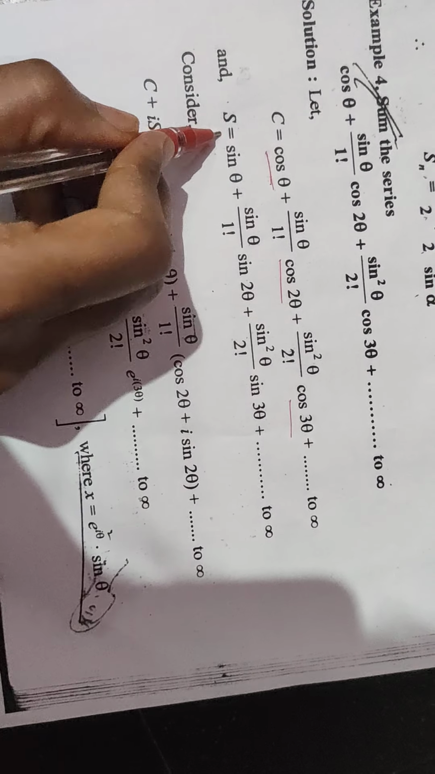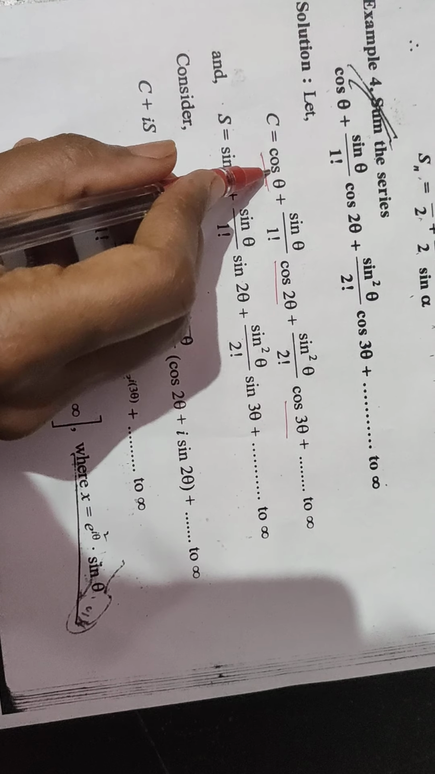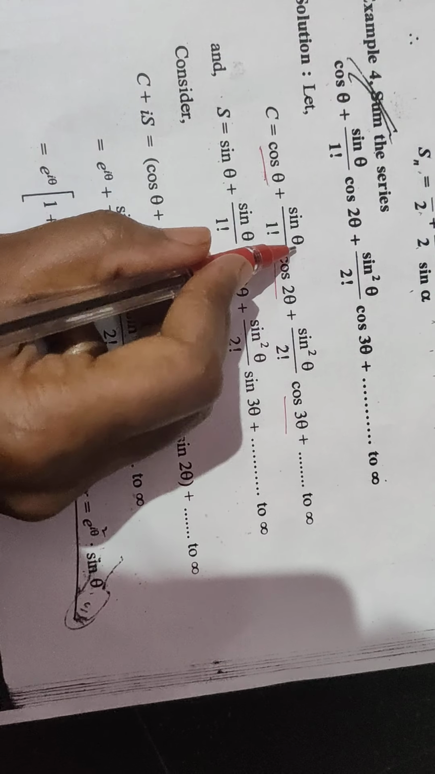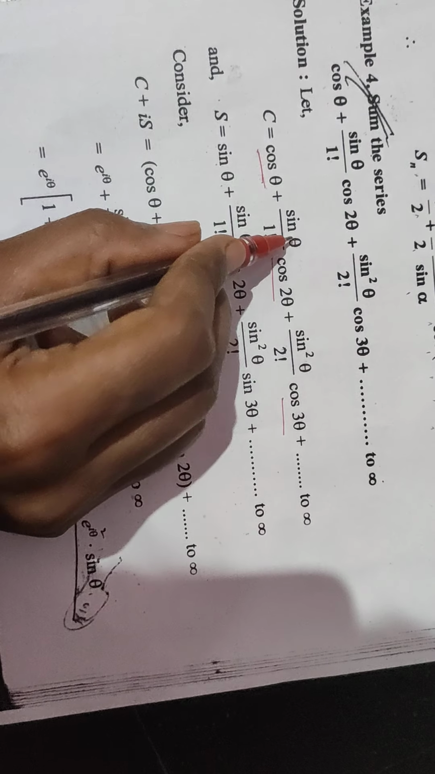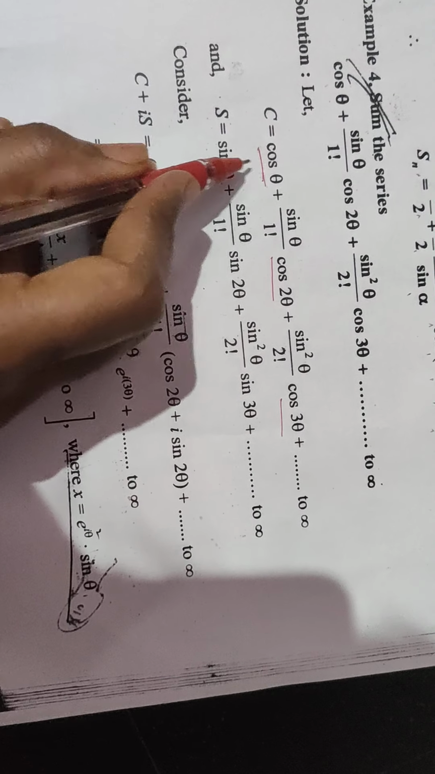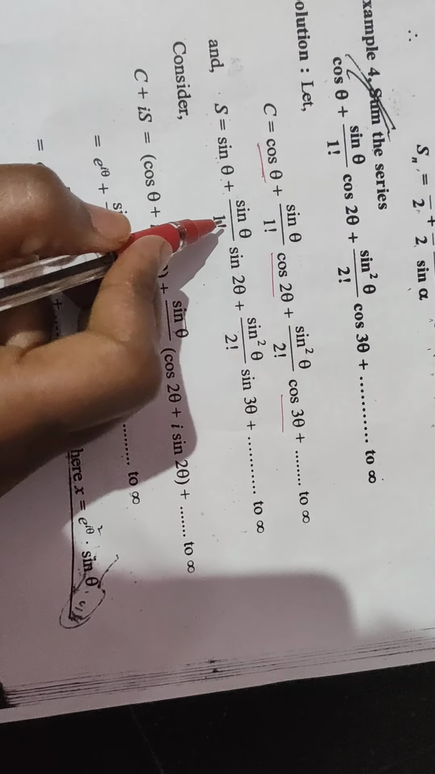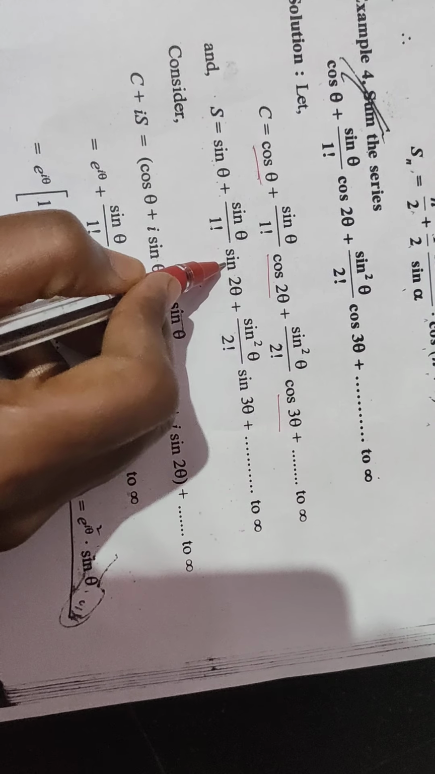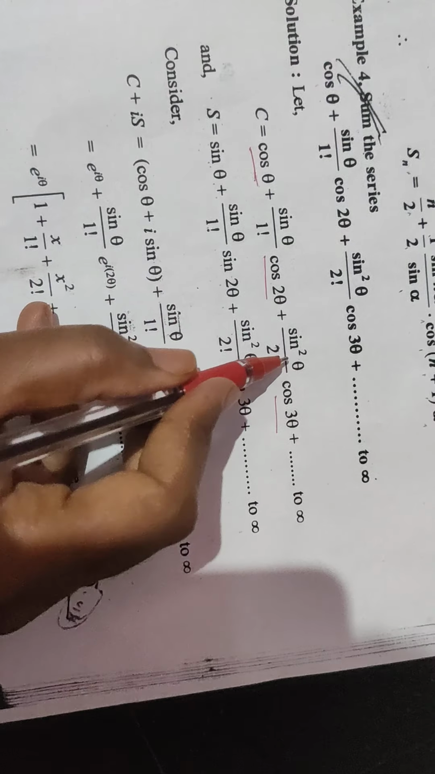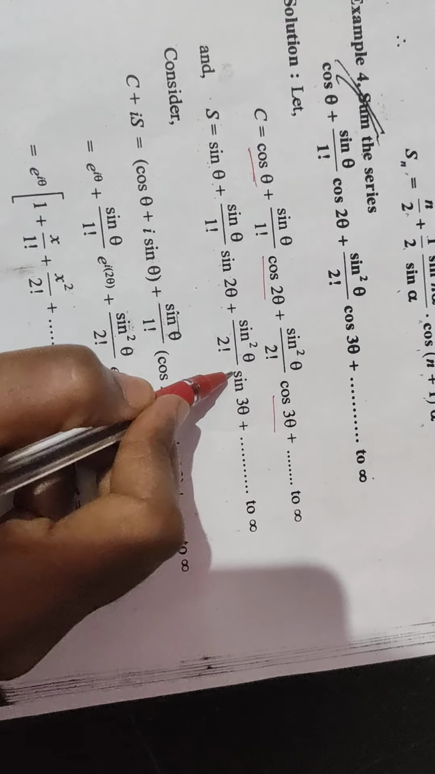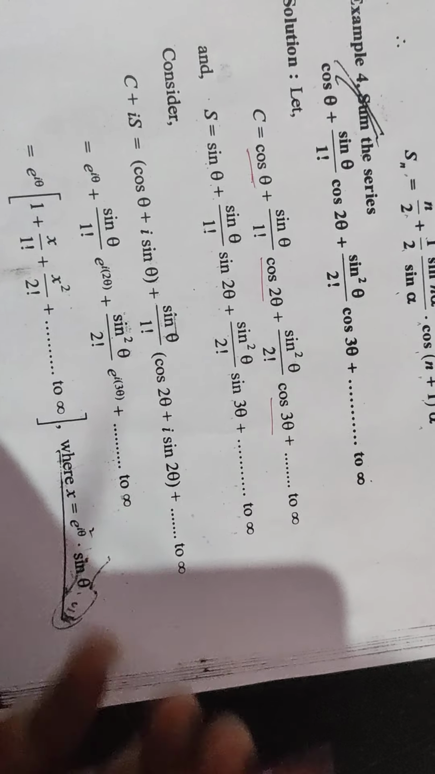So consider sine series, which is equal to, in place of cos theta you write sin theta plus sin theta as it is, because here theta is not changing, angle of sine is not changing. Therefore S is equal to sin theta plus sin theta by 1 factorial into, in place of cos 2 theta you have to write sin 2 theta plus sin square theta divided by 2 factorial into sin 3 theta plus so on.